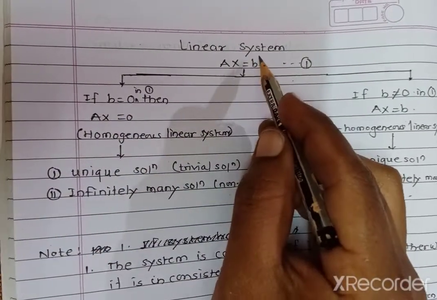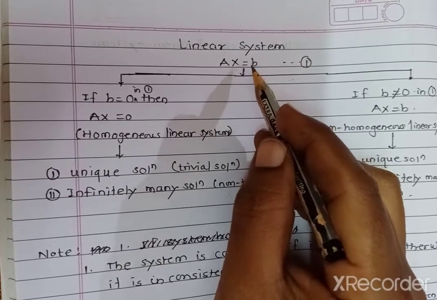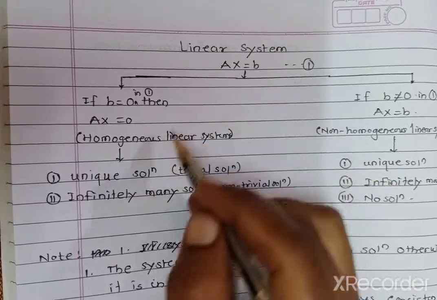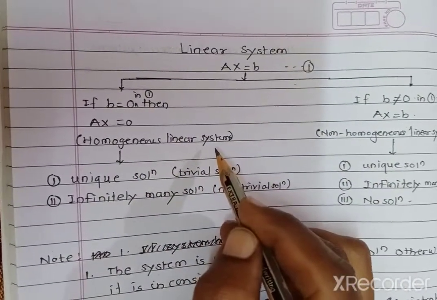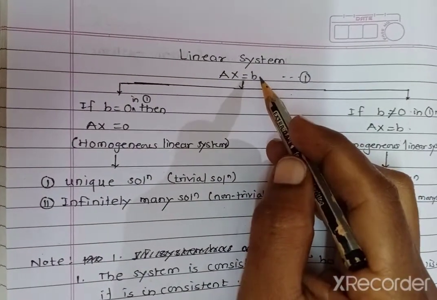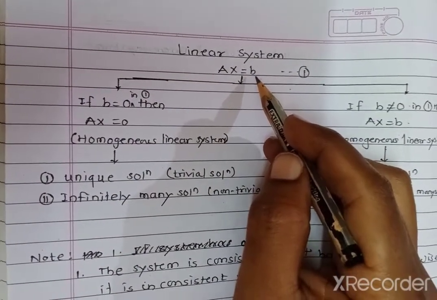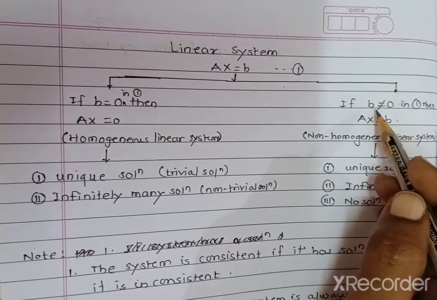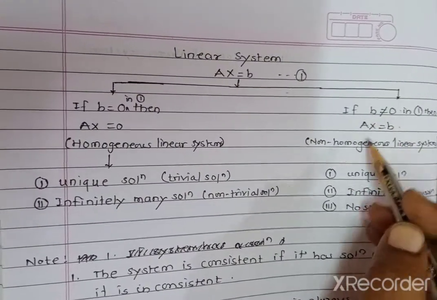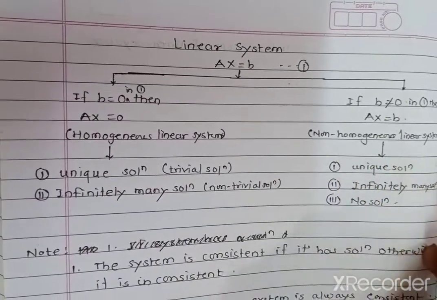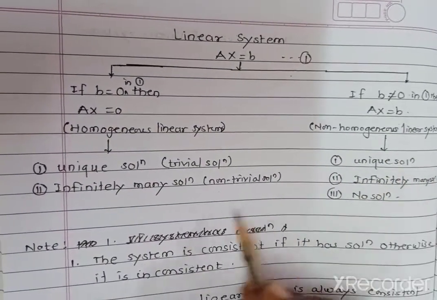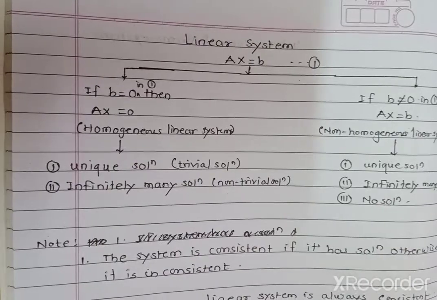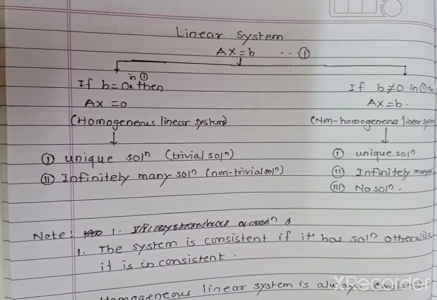If all the values of the constants are zero, then we say it is a homogeneous linear system. And if our constant column matrix contains at least one non-zero entry, meaning the column matrix B is not equal to 0, then we say it is a non-homogeneous linear system.